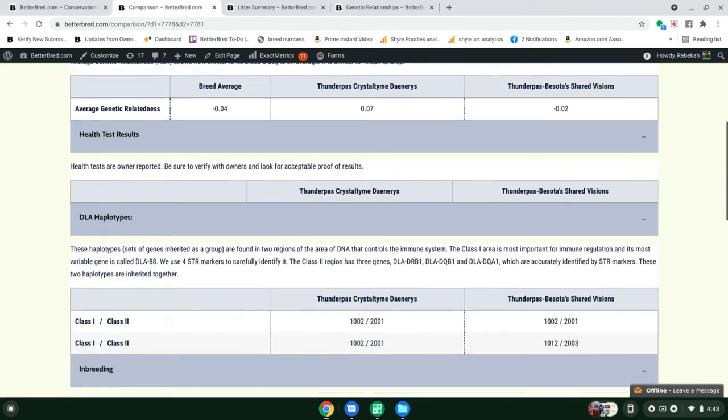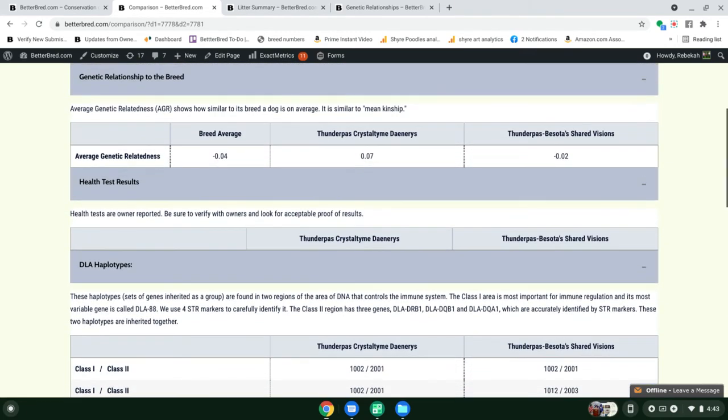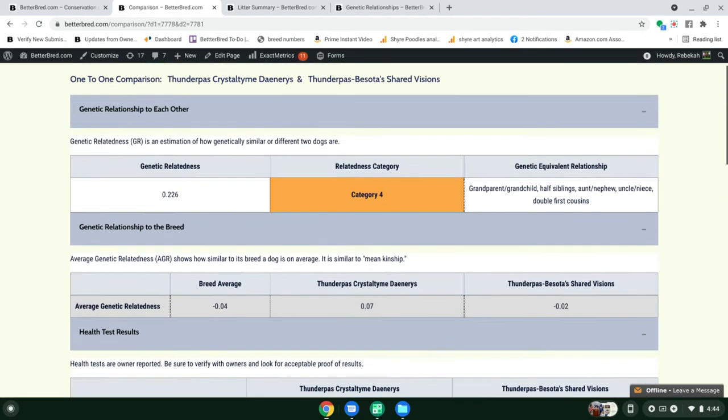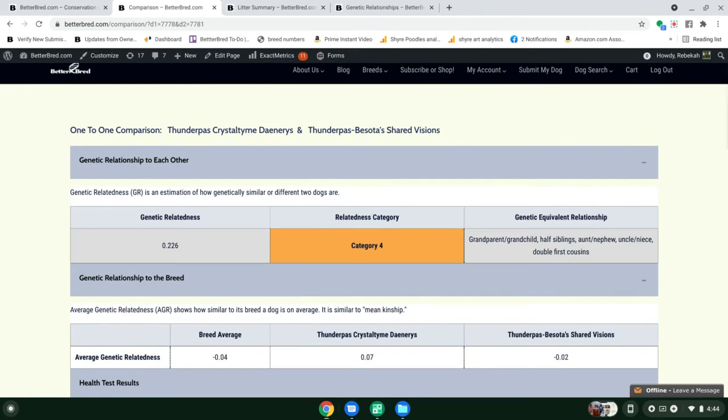So again, our actual litter simulations are a lot more detailed, but you can kind of get an idea. And a lot of people, even our premium members, use that comparison tool to kind of get an idea where a dog they might want to breed to would fall. And then they go run and simulate the breeding.